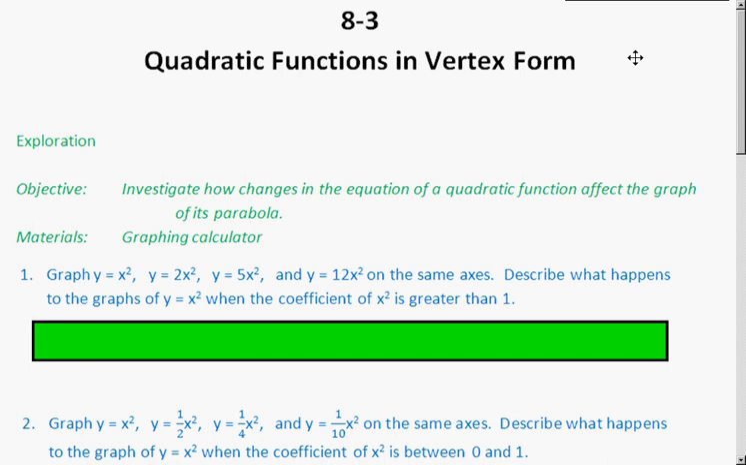A3 quadratic functions in vertex form. Basically what we're going to do today is a little investigation on how quadratic functions translate and transform. We're going to look to see what happens here.